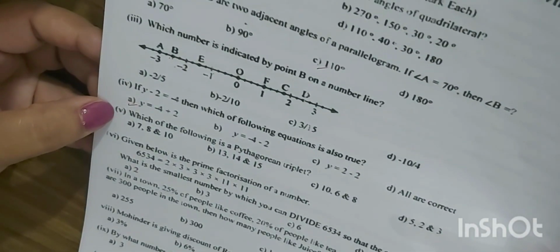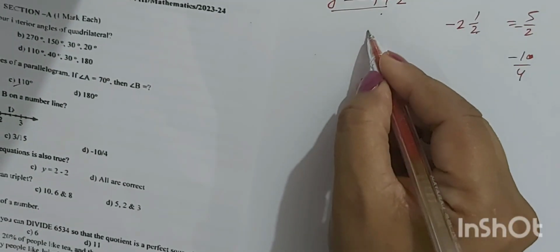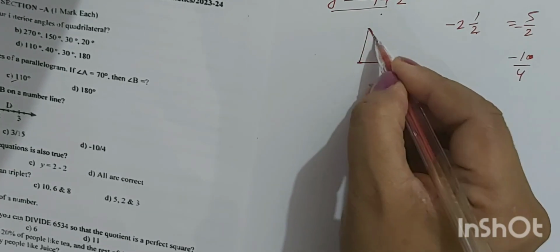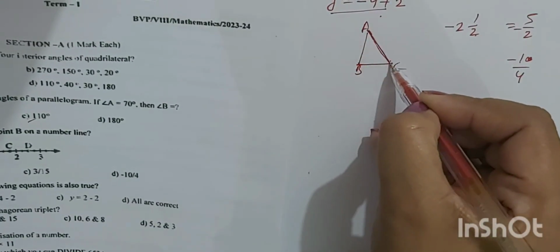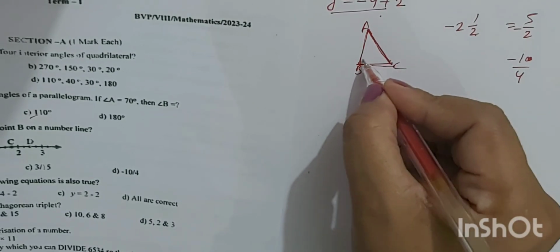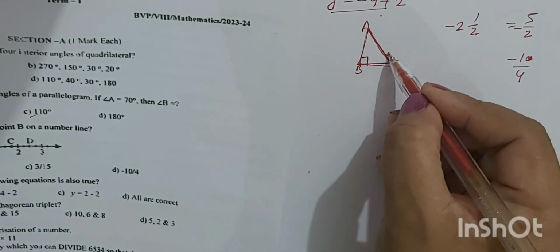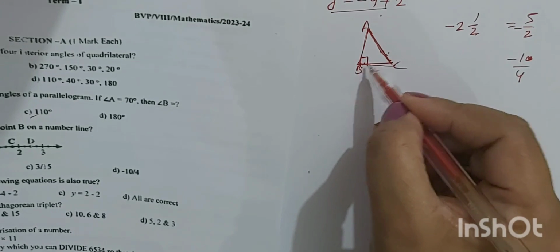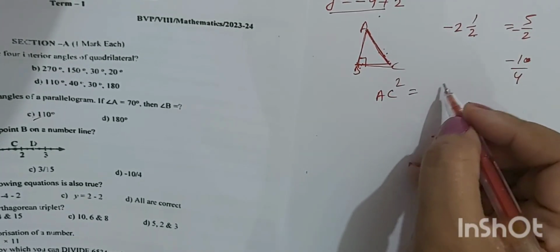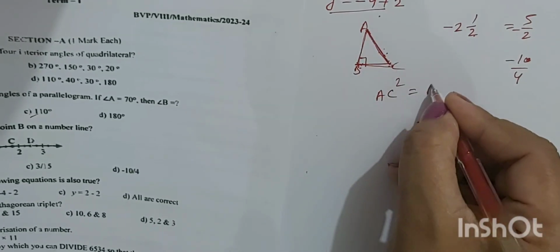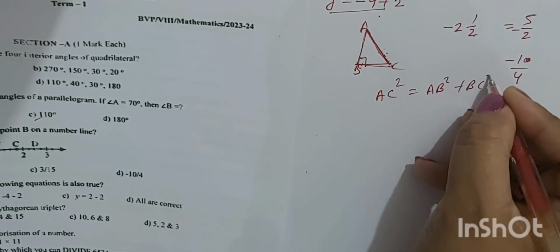Part 5 of question number 1. Which of the following is a Pythagorean triplet? What is a Pythagorean triplet? In a right angle triangle ABC, the Pythagorean theorem says that the square of the longest side, the side opposite the right angle, should be equal to the sum of the squares of the other two sides. That means AB squared plus BC squared.